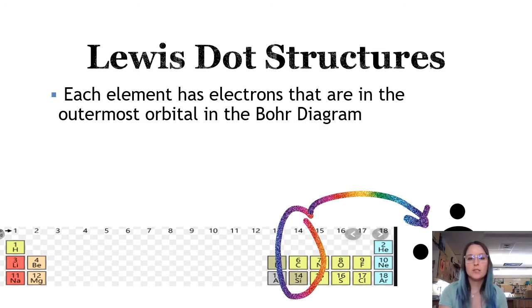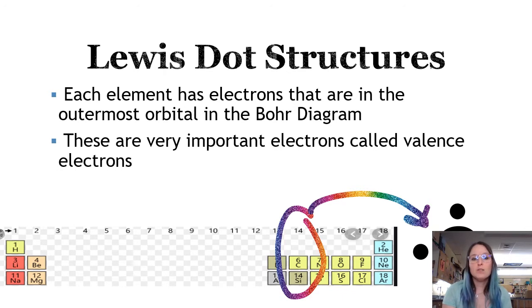Now we're talking Lewis dot structures. So each element has electrons that are in the outermost orbital or shell in the Bohr diagram. Some of them have it only in the first shell, and so they might only have 2, or 1 if it's hydrogen, for example. And some of them have an outermost shell that's the second one, and some of them have the outermost shell that's the third one. So that outermost shell is what we represent in our Lewis dot structures.